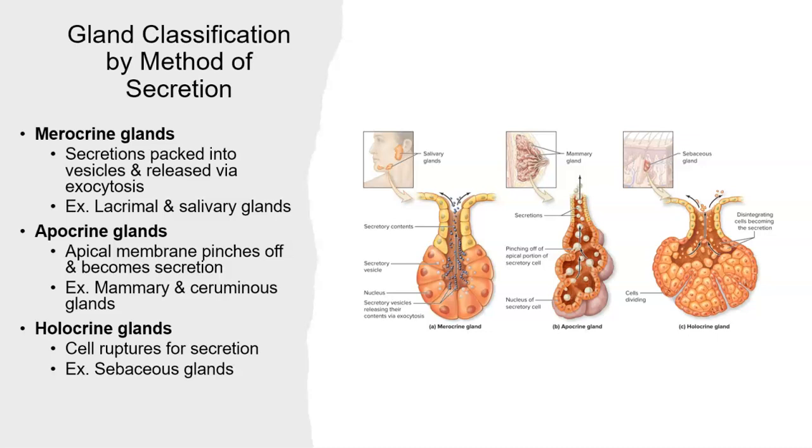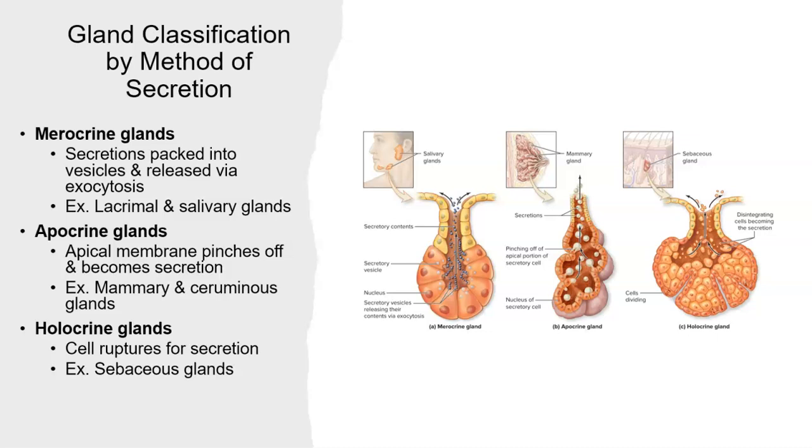Merocrine glands package their secretions into vesicles. Remember, vesicles are containers. And then they release those secretions by exocytosis. The glandular cells remain intact, so they're not damaged by producing the secretions. Some examples of that are your lacrimal glands that produce your tears, your salivary glands, and also some of the glands within our pancreas and within the stomach.